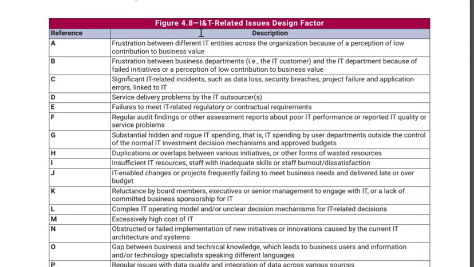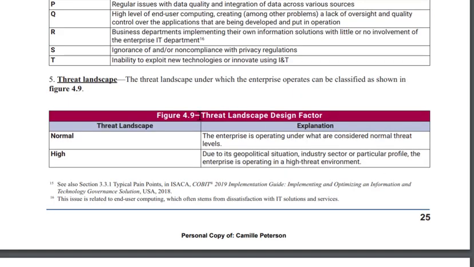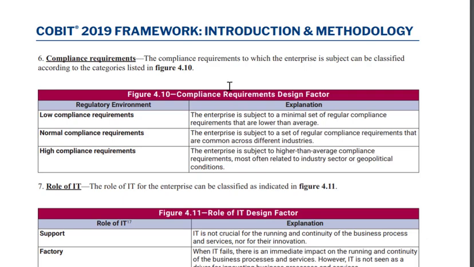It should also consider IT-related issues, frustrations between different IT groups, between business departments and IT, duplication or overlap between various initiatives, excessive high cost of IT, etc. These are all factors that need to play into that. You also need to understand how you define your threat landscape. Is the threat normal? Is it high? These are just examples. You need to understand the compliance requirements that the enterprise is subject to and how you classify those. Are they low compliance, normal compliance items, or high compliance areas?